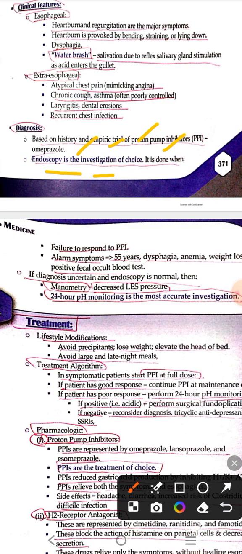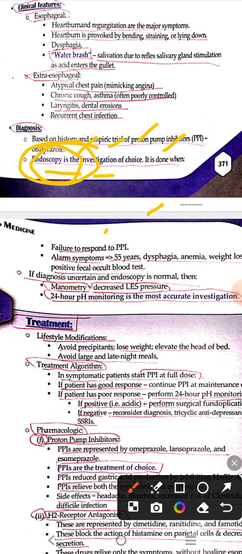Okay, what will you do? You will do ECG and check troponin levels. If these are normal, then you will start PPIs, and if the symptoms improve, then you will continue it for the rest of the 8 weeks. And after that, if there is no improvement, or if alarming signs come, then you will do endoscopy.